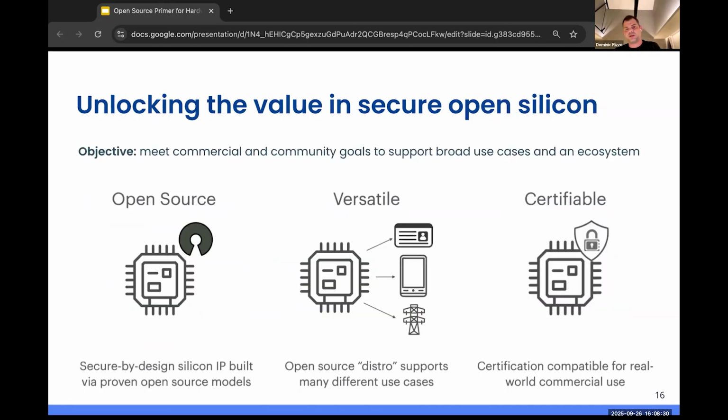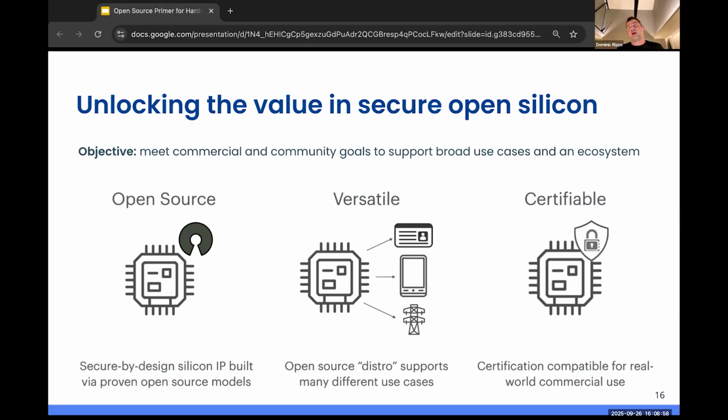So this is all great. I've talked up the power and the promise of open source silicon, particularly when it comes to security. But what are we going to do about it? What is this really about? How do we unlock the value that is present in secure open silicon? The goal here is to balance or meet commercial and community goals and support a broad set of use cases and a broad ecosystem.